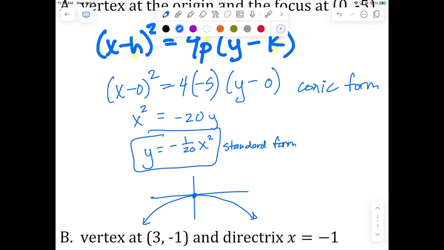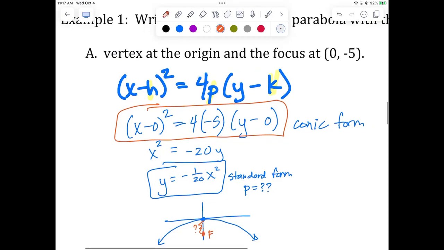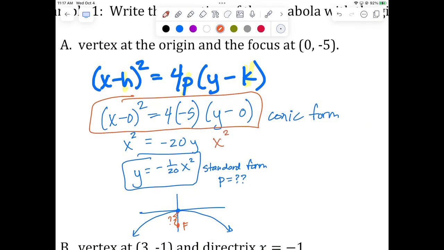But guess what information is lost when it's in standard form? We don't have the p-value. There's no way to know how far we go. We know the focus is over here somewhere, but we don't know what that distance is. That's why we don't like standard form if we're interested in getting it into the conic form, all right? So what would be the acceptable equation if you wanted to stop? You can stop right here. That's typically where we're going to stop. If you left it in this form, it would be x squared equals -20 times y. That's the simplified conic form, but it's still conic form.